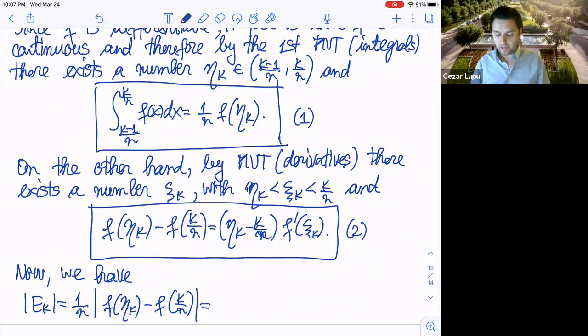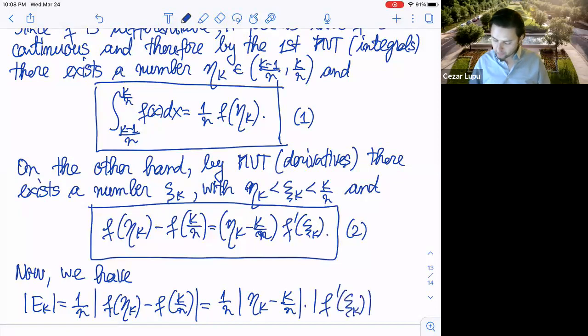And this would be nothing else than, since we know who this is, 1 over n times the absolute value of... so we know that. So this would be eta k minus k over n times f prime of ck. Well, I hope I didn't make any mistakes here. Let me just check. Okay, all right, so we have this, and now we can estimate this, guys.